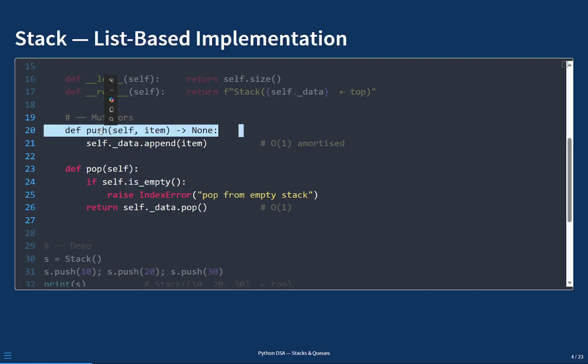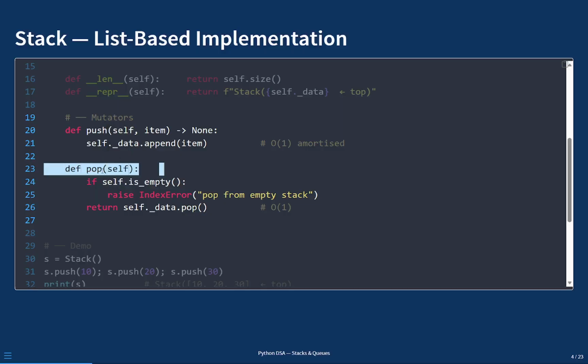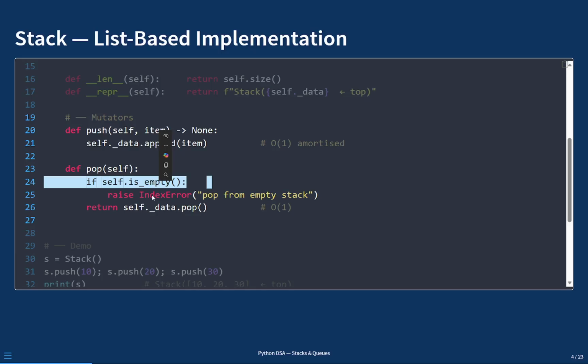Mutators. Push calls self._data.append(item). List append is O(1) amortized. Pop calls self._data.pop(). Popping from the end of a list is O(1) exactly.